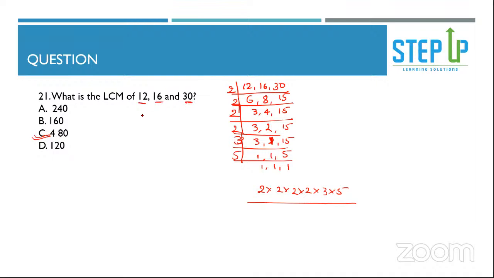Now how I will do it, or the way we should approach it: 12, 16, 30. Listen carefully. 12, 16, 30. I repeat, 12, 16, 30. Which is the largest number? We need to look for the largest number.